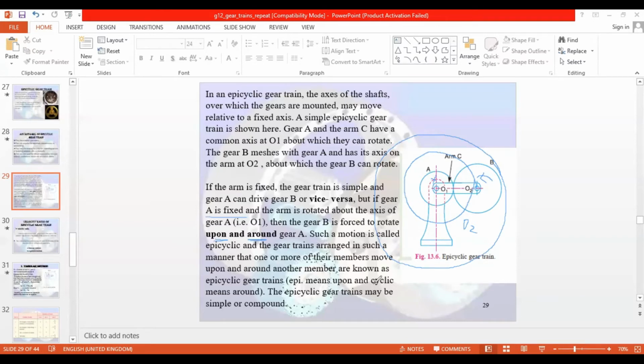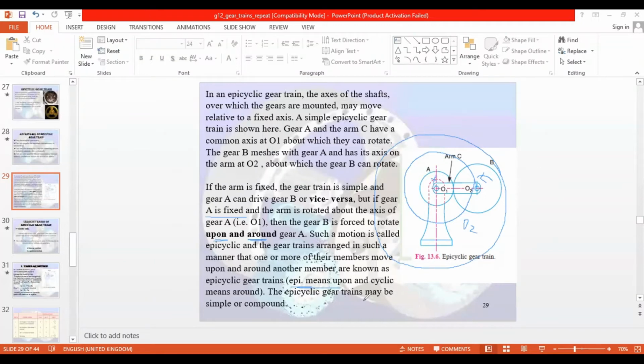Epi means upon and cyclic means around, right? So this word epi is upon. Upon is on its own axis, and cyclic is around. So that is the axis on another system, right? This is rotating, meaning the axis is here. This is rotating, meaning the axis is here. So this is upon and this is around.